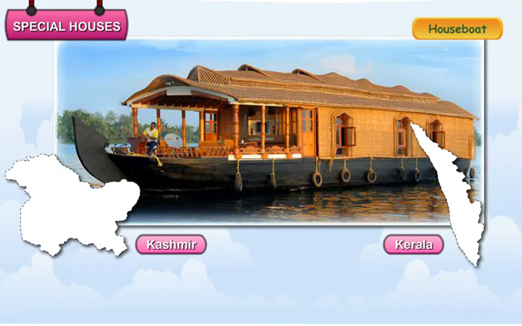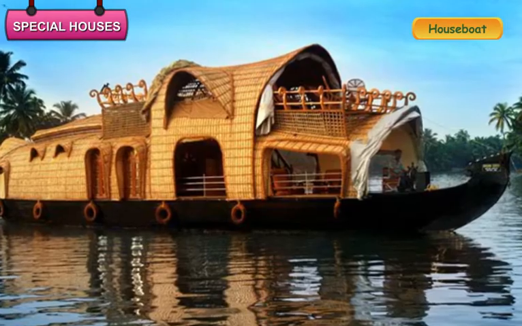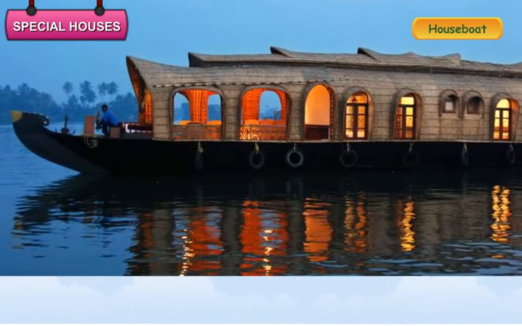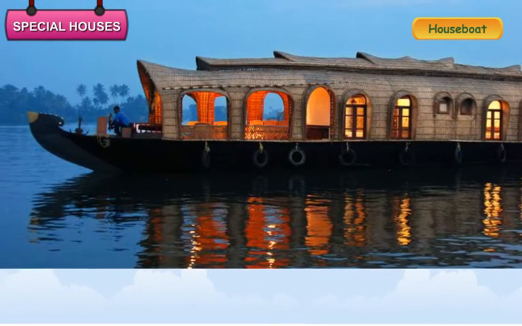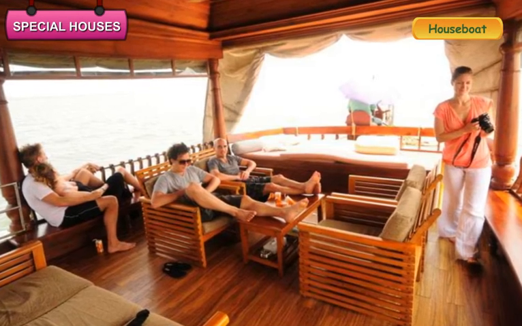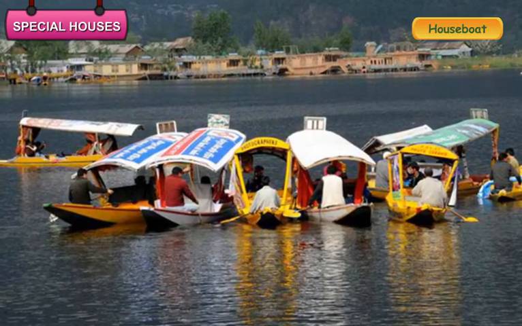Houseboat. Houseboats are found in Kashmir and Kerala. These houses are made of wood that float on water. They are usually moored as they have to be kept stationary at a fixed point. Houseboats in Kerala and Kashmir are made differently due to difference in the climate and the materials available. These houseboats attract tourists. Most of the tourists in Kashmir live in these houseboats.